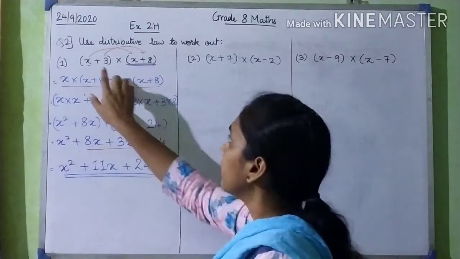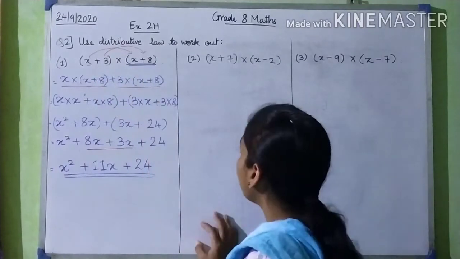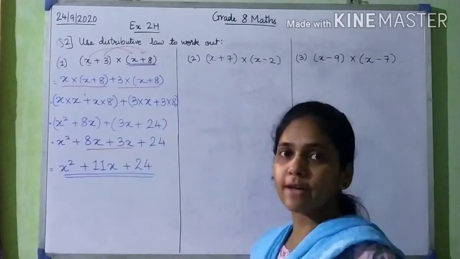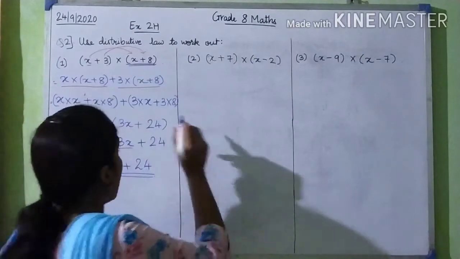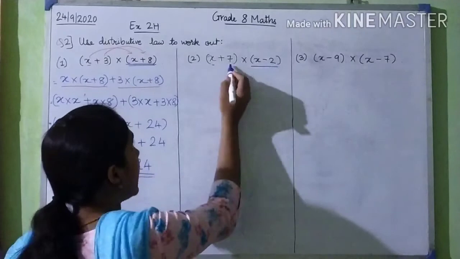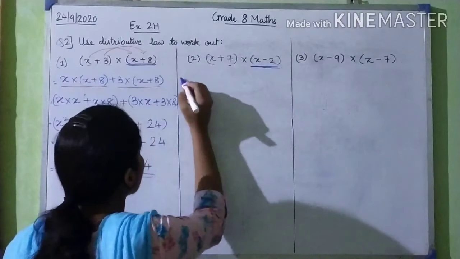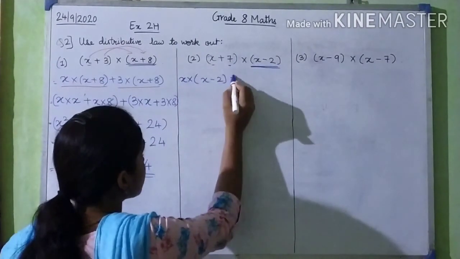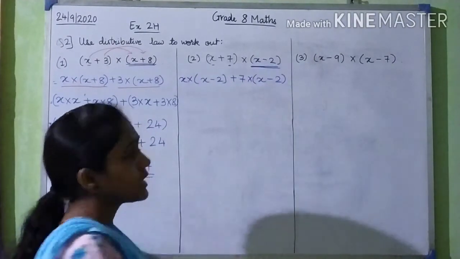Here we had seen both the expressions having a plus sign in between. Now in the second sum we will see that the first expression has a plus sign and the second expression has a minus sign. So how to do this? As I told you, the first term will get multiplied to the whole second expression, and the second term will again get multiplied to the whole second expression. So I write x multiplied by x minus 2, plus 7 multiplied by x minus 2.